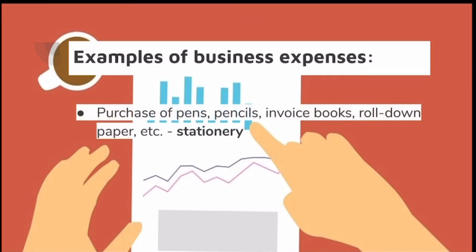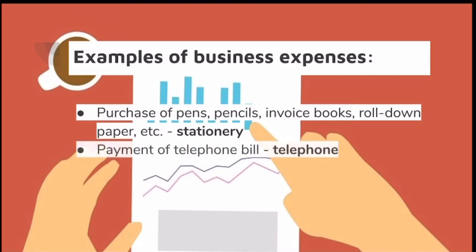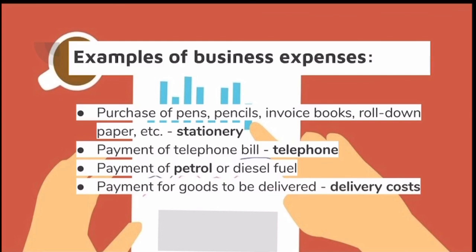Then we get stationery. So stationery is the pens and the pencils, the roll down paper, the invoice books. That is stationery. So the telephone bills can be your airtime that you bought or data that you bought. But remember, this is for the business, not for your personal use. Then we have fuel or diesel. So this is the payment of the petrol or the diesel fuel. Then we have the delivery cost. So that is the goods to be delivered. So payments for goods to be delivered.